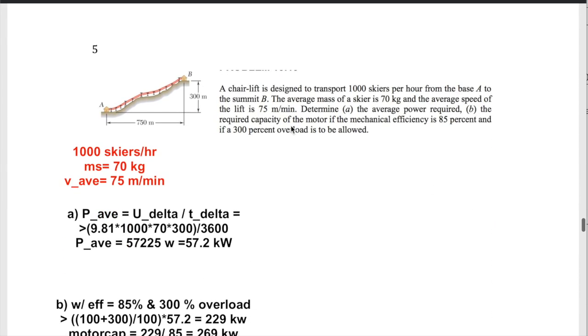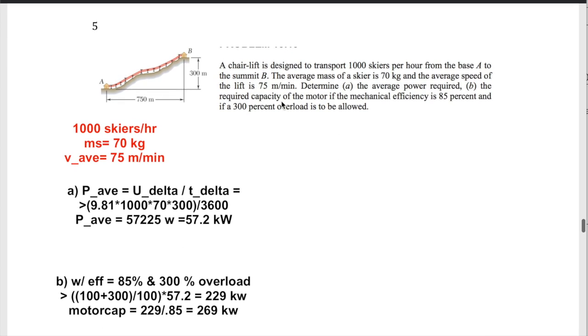All right, question 5. This is the ski lift. We know it's designed to transport 1,000 skiers per hour from point A to B. We know the average mass of the skier is 70 kilograms, and the average velocity is 75 meters per minute. Part A, we're asked to determine the average power, and we know power is work over time, so we calculate the work: gravity times the mass of 1,000 skiers times that 300 meters up, over 3,600 seconds, and we're given that the average power is 57.2 kilowatts.